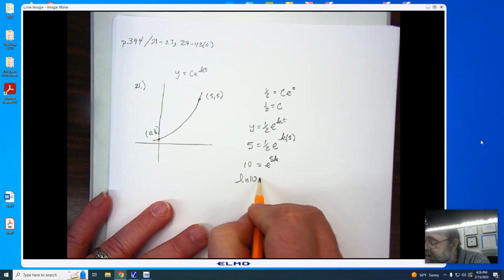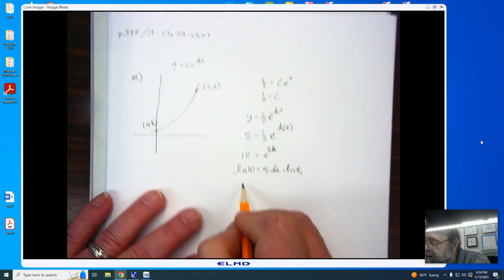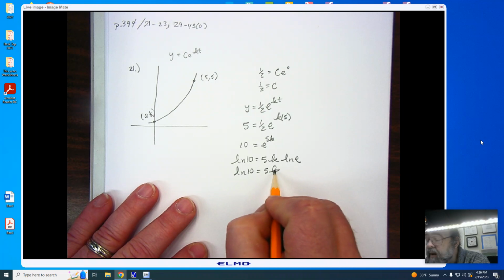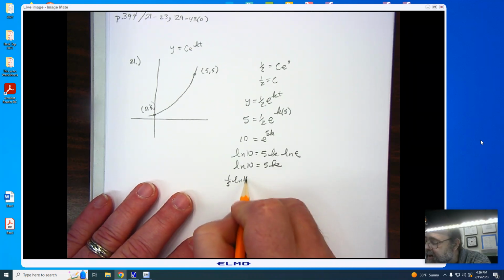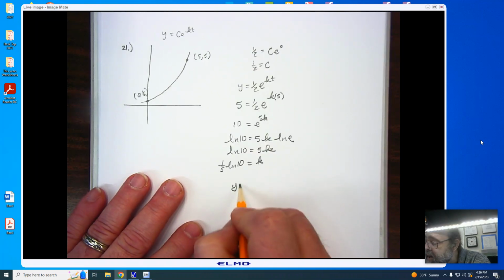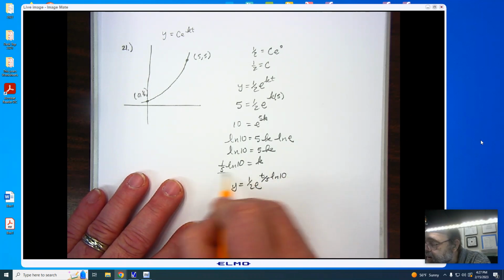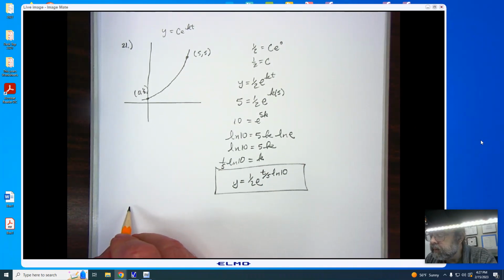Natural log of 10 is equal to 5k natural log of e. Therefore, the natural log of 10 has to equal 5k. This gives me my k value: 1/5 natural log of 10 equals k, and I can now find the equation as y equals 1/2 e to the (t divided by 5) natural log of 10. And that's what we're looking for in number 21. Let's go ahead and take a look at number 22.